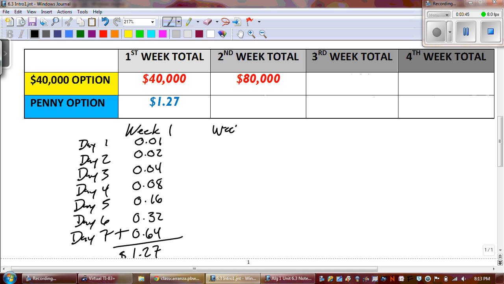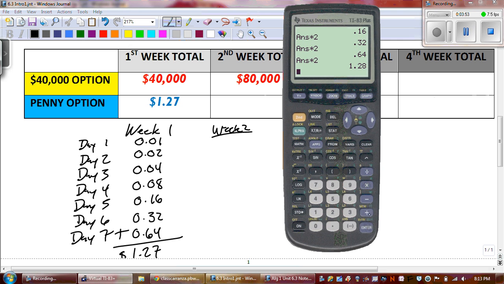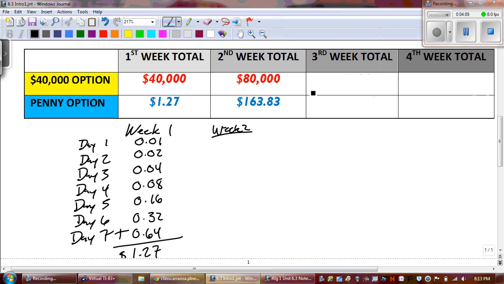Well, what about week 2? Okay, now we don't have to sit here and continue adding it up, but this would be day 8, day 9, day 10, 11, 12, 13, 14. And when you add all that money up, $163. Are you even close to how much they made in the first week yet? Nope.